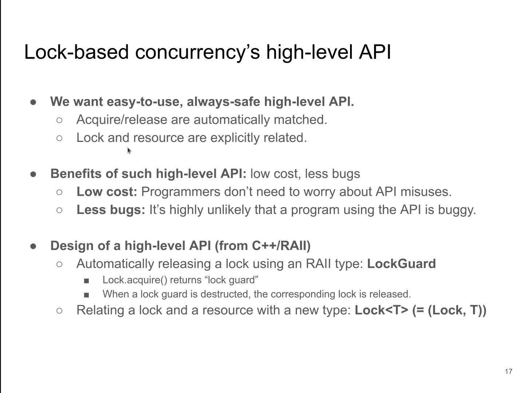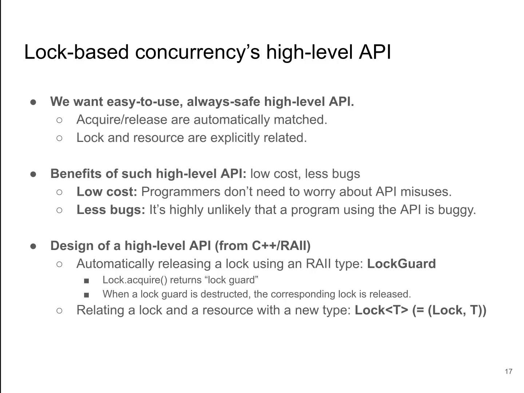Okay, and the second thing, in order to relate a lock and a resource in an explicit way, we introduce a new type that is Lock<T>. This is basically a pair of a lock and the data T, and it is explicitly marking that a lock is associated with data of type T. As a result, we are no longer confused about which data is protected by which resources.